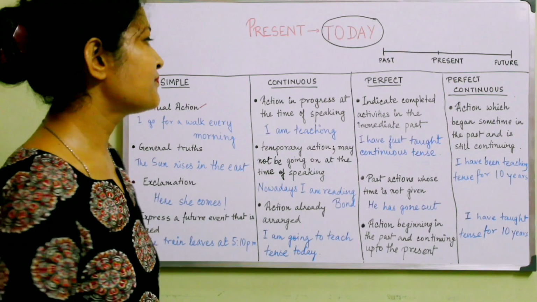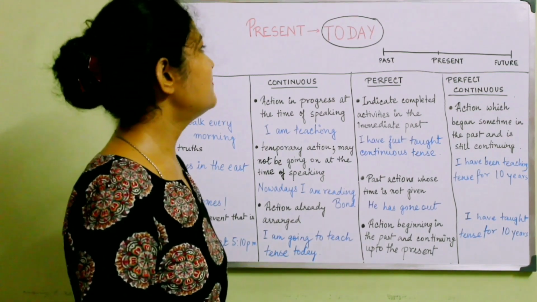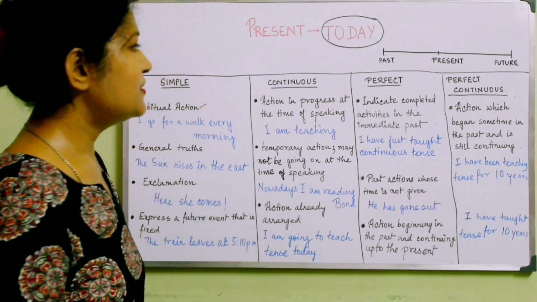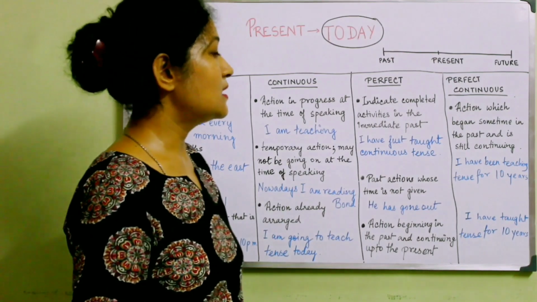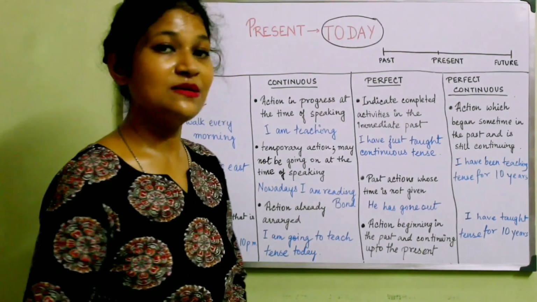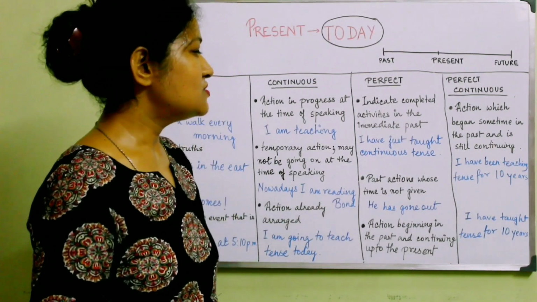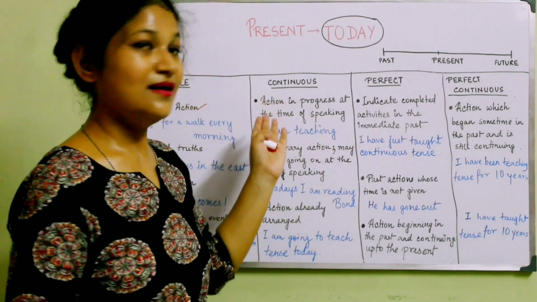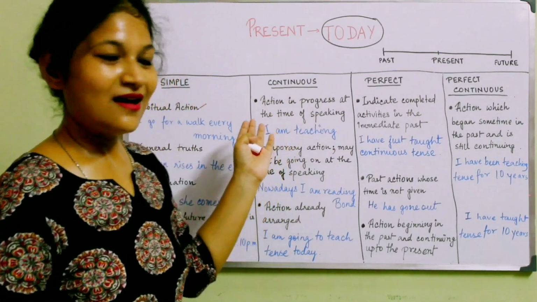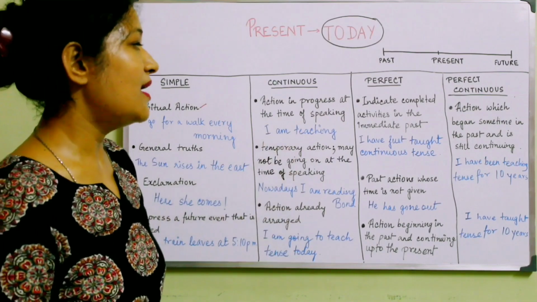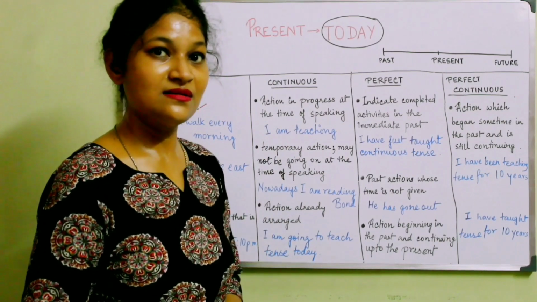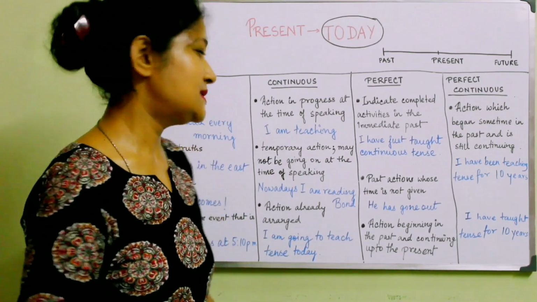Next is the perfect tense. So the present perfect tense is used to indicate completed activities in the immediate past. I have just taught continuous tense. See, I really have taught continuous tense just now. So I have just taught continuous tense. It has taken place in the immediate past.